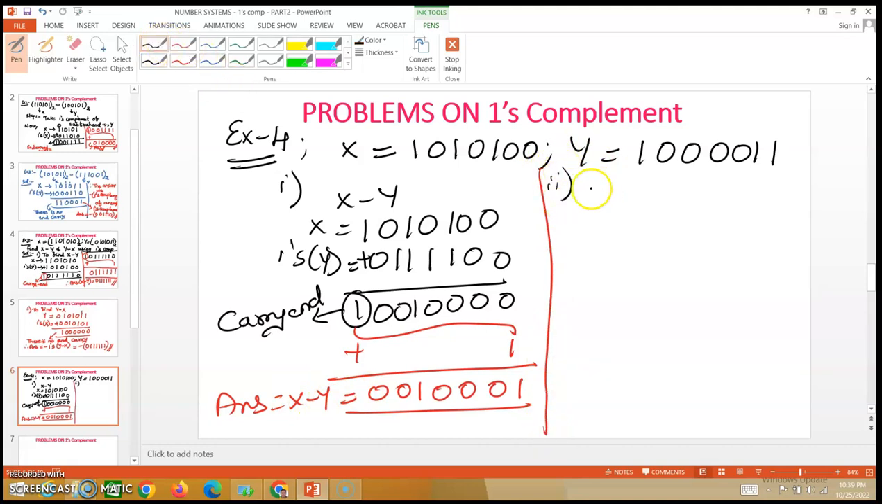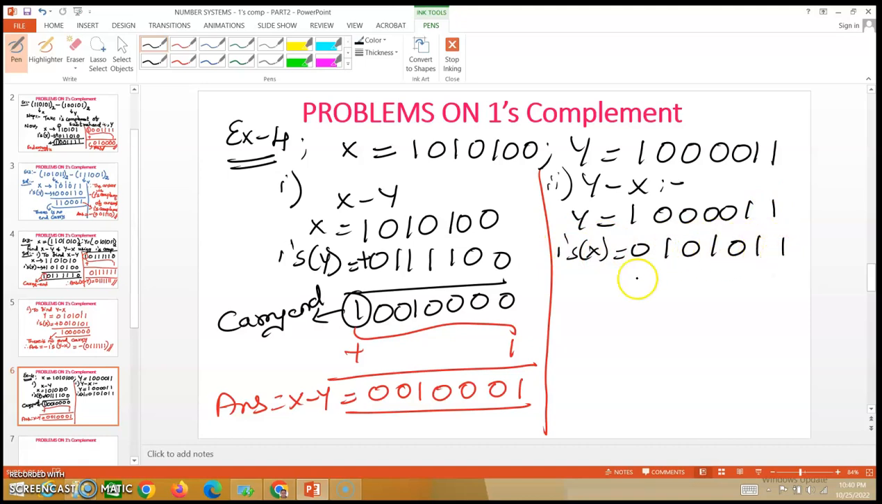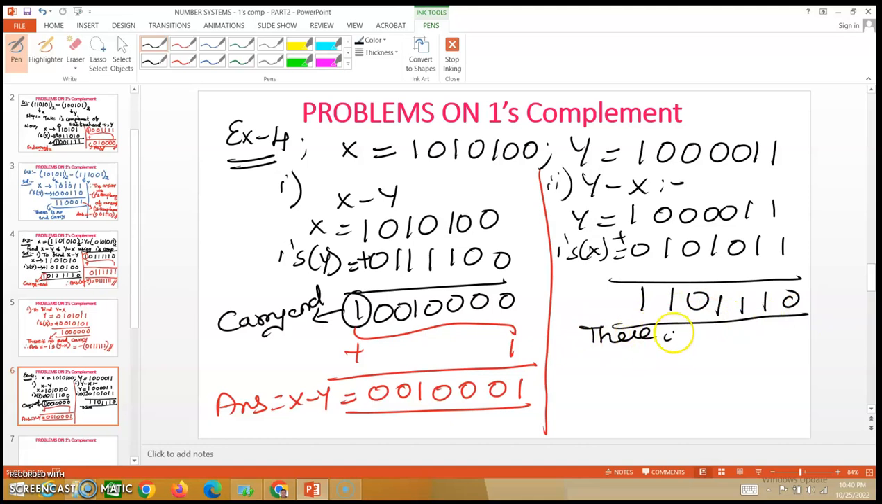The second part is y minus x. What is y minus x actually? Y is equal to 1, 0, 0, 0, 0, 1, 1, and the 1's complement of x is 0, 1, 0, 1, 0, 1, 1. Now you just add both. So 1, 0, 0, 1, carry 1, 1. So 1, 0, 1, 1. There is no end carry.